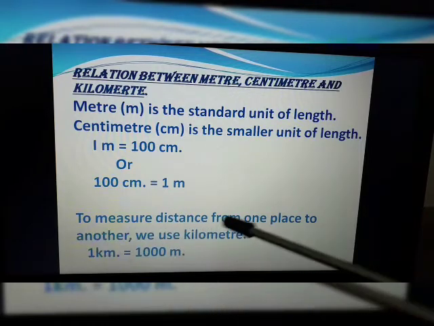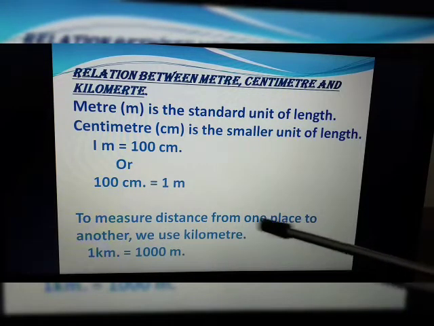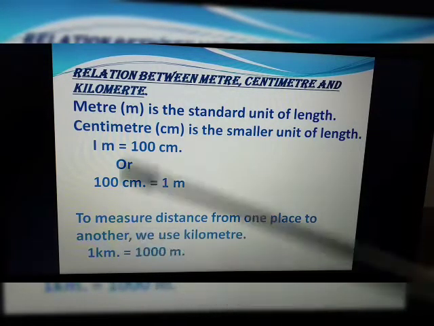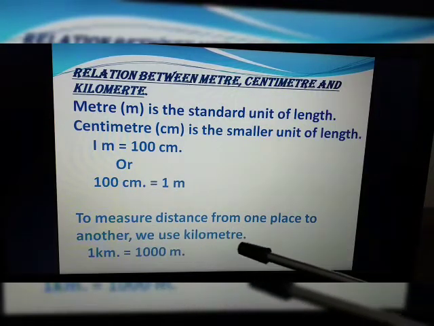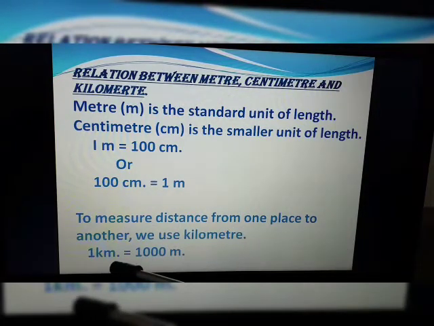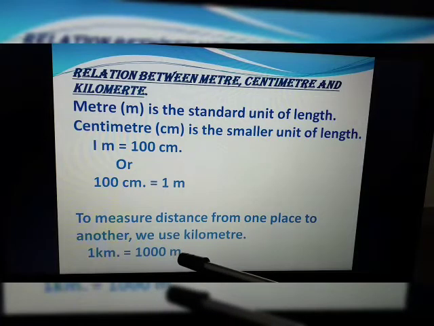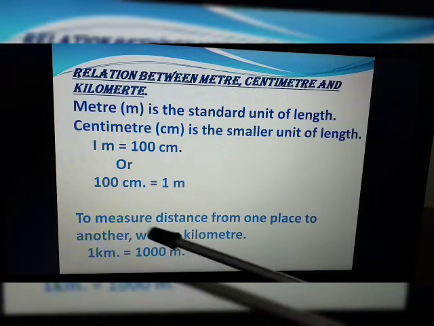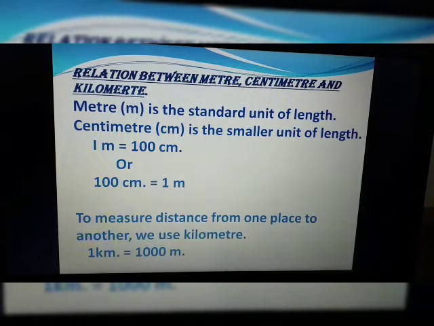Now, to measure distance from one place to another or one station to another station, we use kilometer. So, 1 kilometer is equal to 1000 meter, or we can say 1000 meter is equal to 1 kilometer.